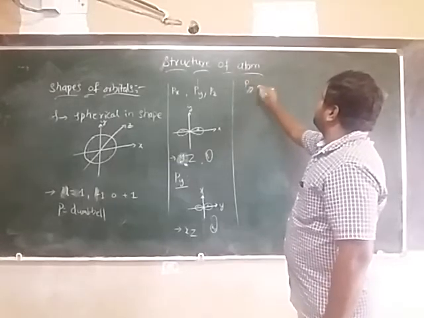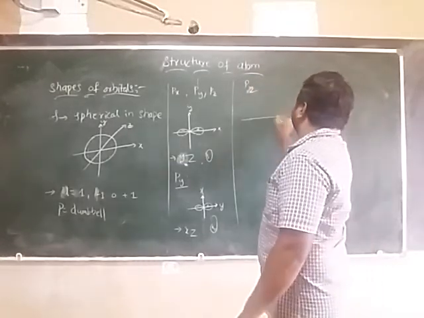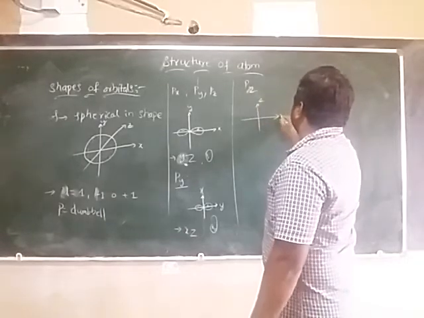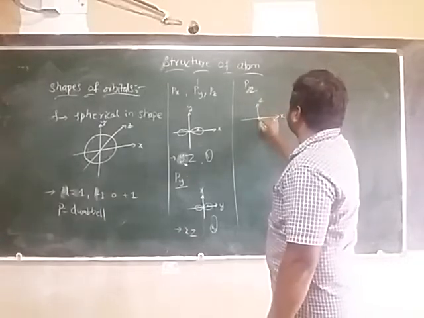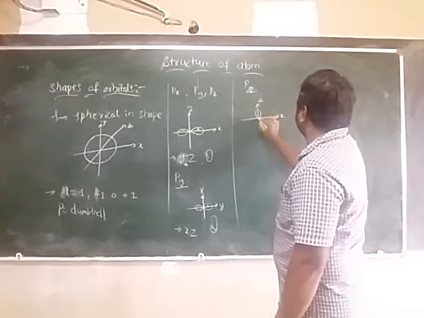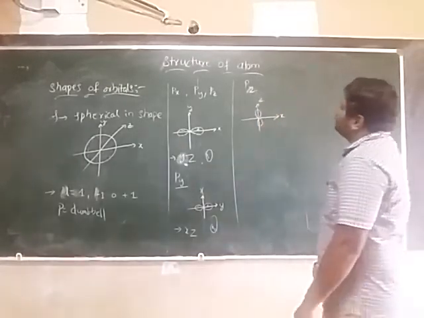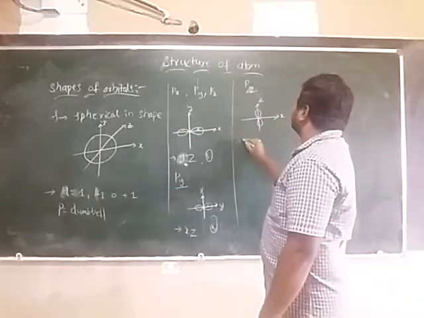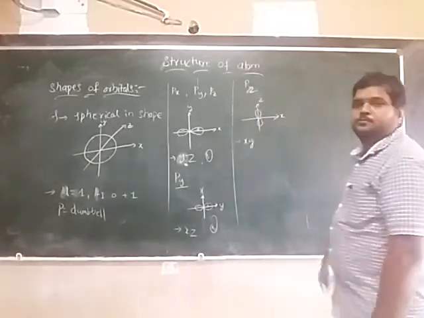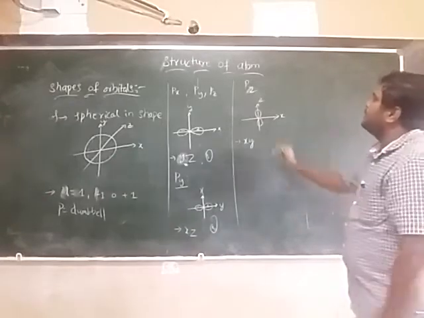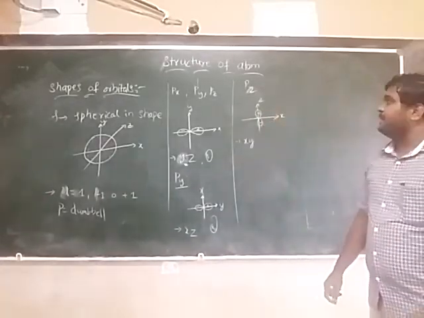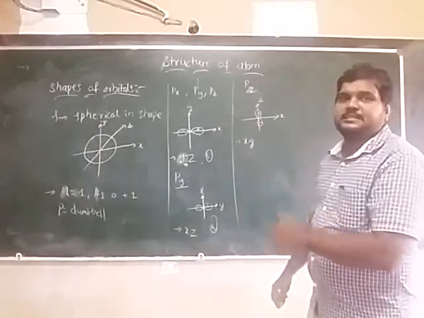Next, another one, Pz. If you take this is z, this is our x, and another one we can take as well. For our understanding purpose, I am taking only 2. So the 2 lobes are present along the z-axis. The nodal plane is xy. One nodal plane. So this is about the p orbital. Is it clear? This is the px, py, pz.